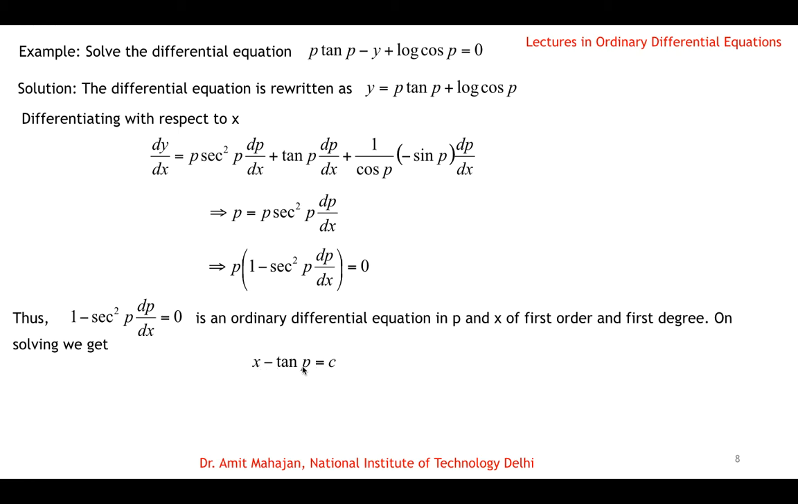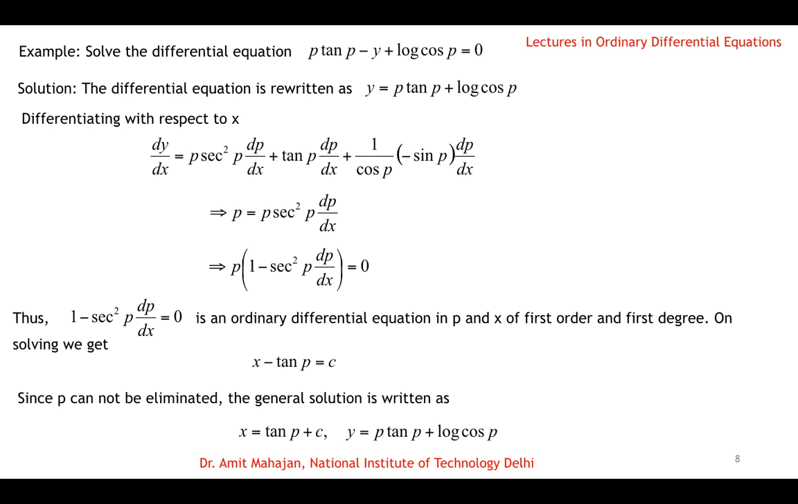So x is equal to tan p plus c, and y is equal to this. The pair is the solution. Okay, x equal to tan p plus c, x as a function of p and c, and y as a function of p and c. So this pair forms the solution of the differential equation.